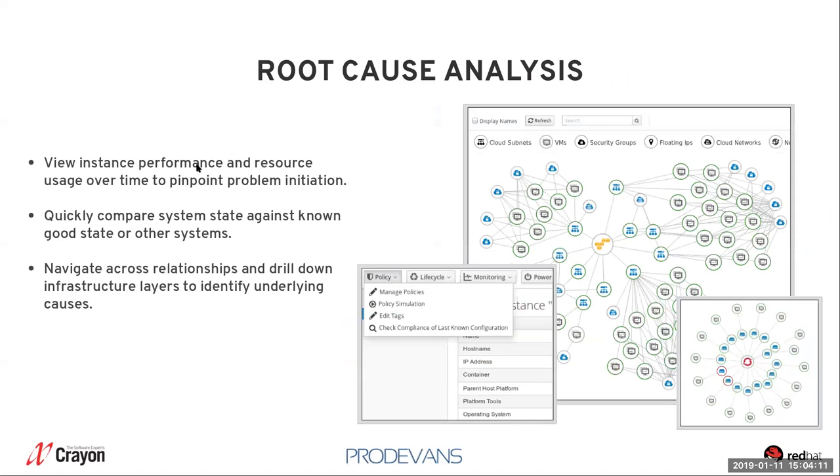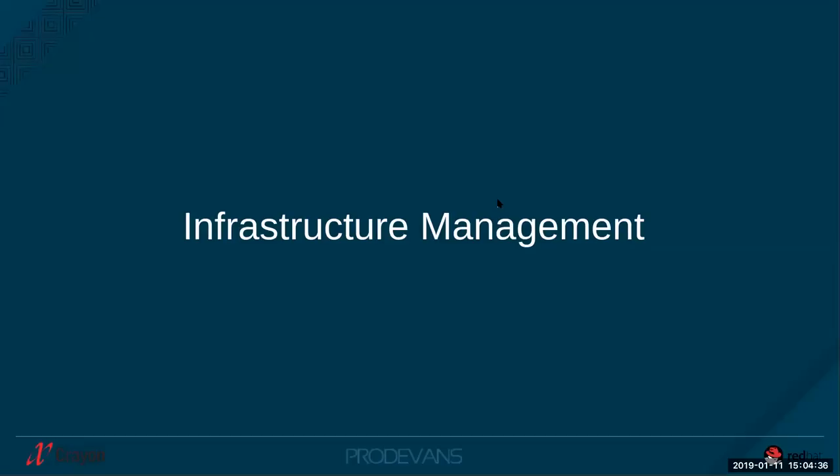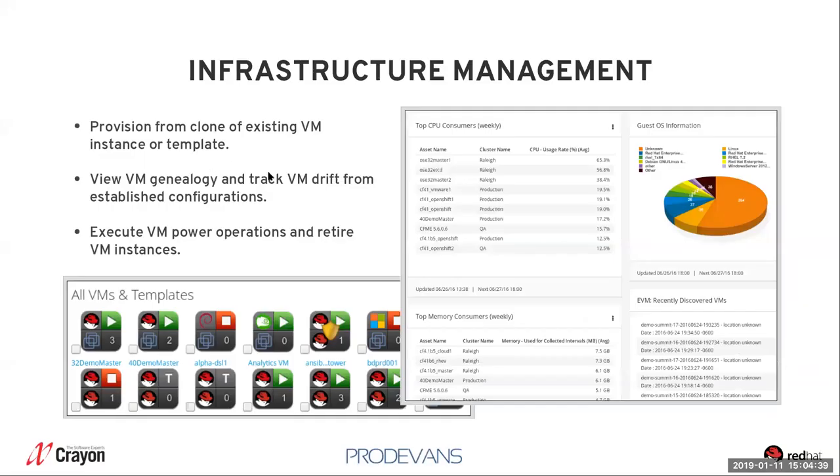Okay, so for root cause analysis, you can see the VMs and the architecture, how the VMs are connected and how they communicate with each other. This architecture is defined as your infrastructure architecture. So infrastructure management is nothing but managing your infrastructure.